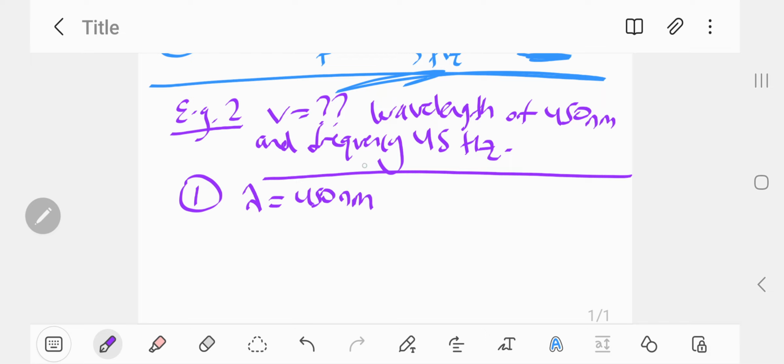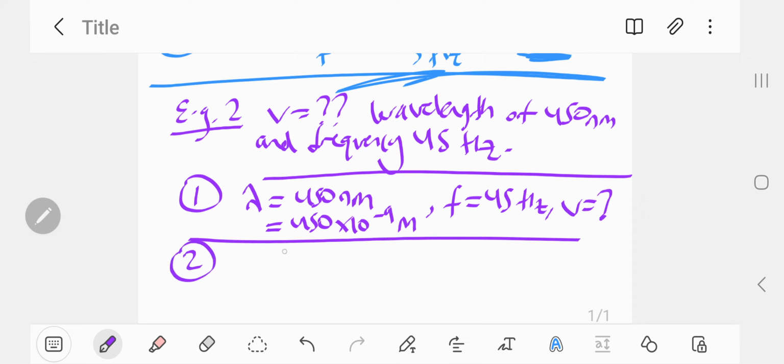Now we have to be careful here. A nanometer is a billionth of a meter. It's 10 to the minus 9 meters. Okay, so we need to make sure we work with consistent units here, meters. We know what the frequency is, that's 45 hertz, and we need to calculate V.